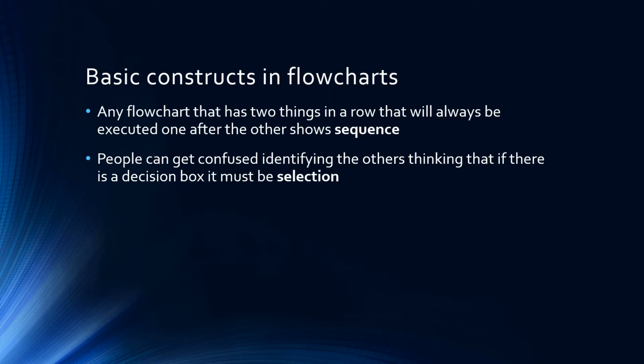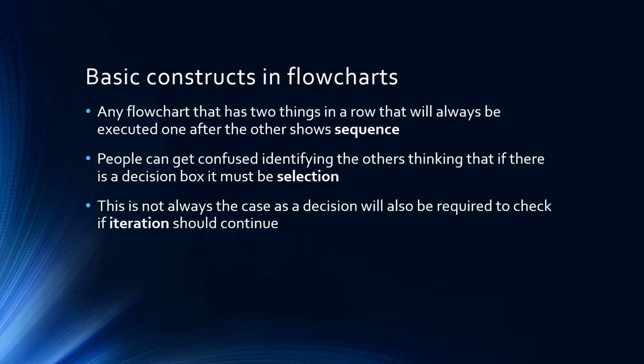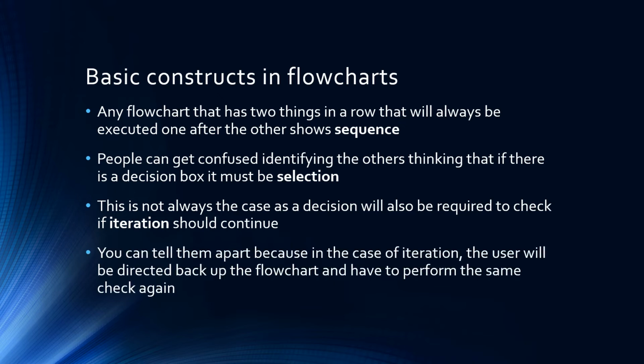A common misconception of some students is that anytime we see a decision box, it must be selection. However, a decision box will also be present to check the Boolean condition in a form of iteration. The way to tell them apart is that with iteration, there will be a path back up to an earlier part of the algorithm. However, with selection, there will just be different paths towards the end.